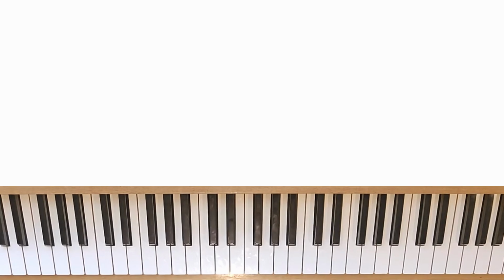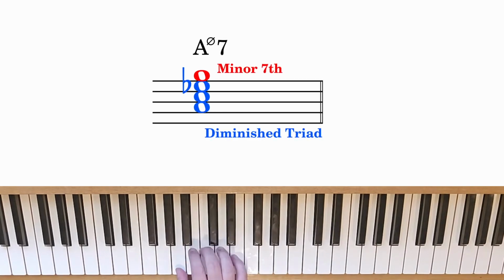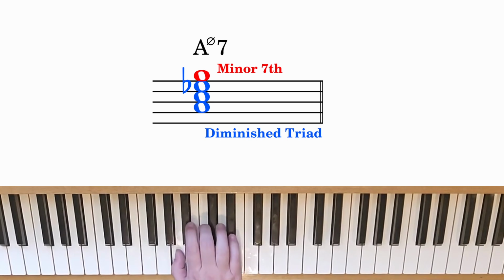We'll do this as well in our A diminished, building up first our A minor, A diminished, now finding our minor 7th: perfect octave, major 7th, minor 7th. A diminished, minor 7th, A half diminished 7.